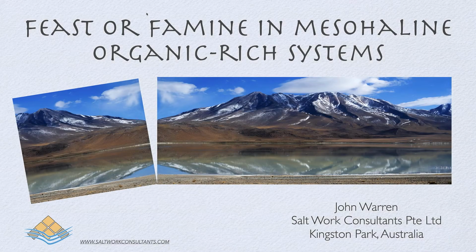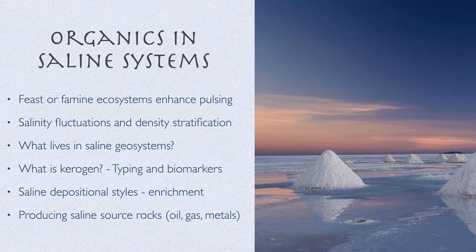This module is one of 6 that focus on organic matter, its characterization, and levels of accumulation in mesohaline organic rich systems. This first module looks at feast or famine ecosystems in mesohaline settings and how that particular geohydrology encourages pulsing accumulations of organic matter to the floor of perennial saline water bodies.